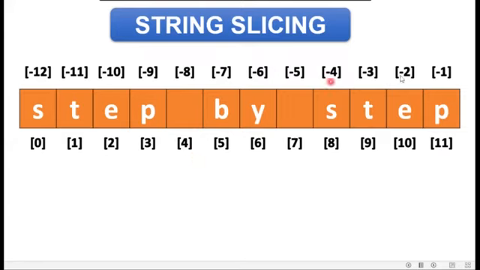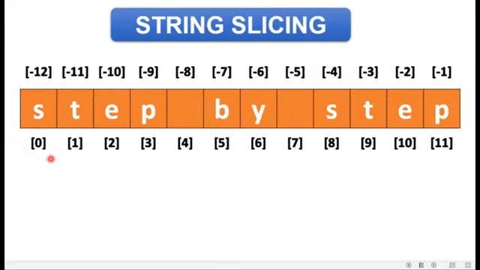Okay, let's talk about negative indexing. From the right hand side, we start with -1, then -2, and so on, and the last index value is -12. So we have learned about indexing: how we can number each and every character in our string, whether positive or negative. Now let's move on to the syntax of slicing.